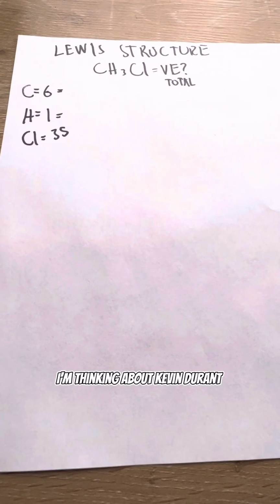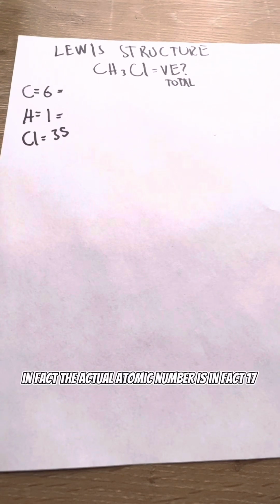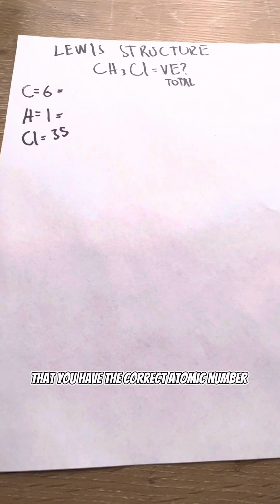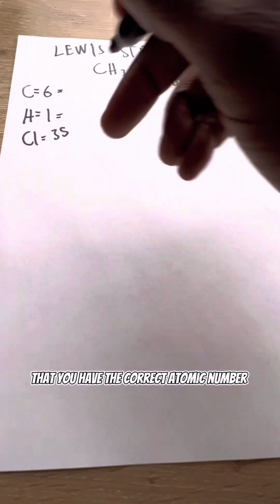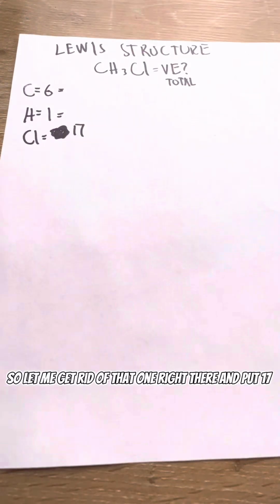I'm thinking about Kevin Durant. So that was actually my mistake. In fact, the actual atomic number is in fact 17. Okay, so you want to make sure that you have the correct atomic number when you're doing these electron configurations. So let me get rid of that one right there and put 17.